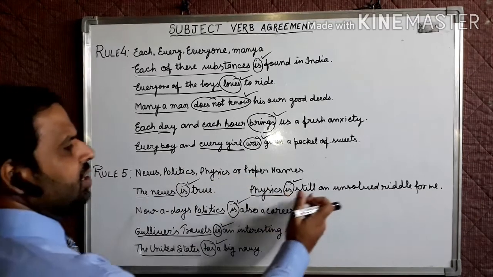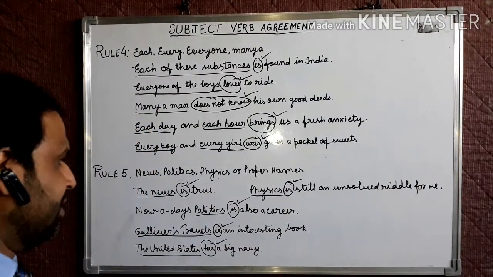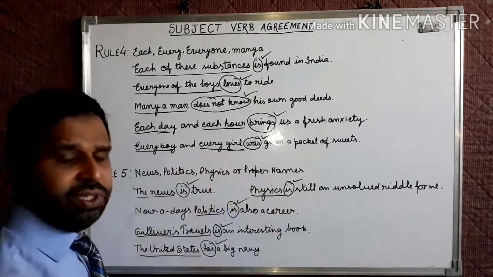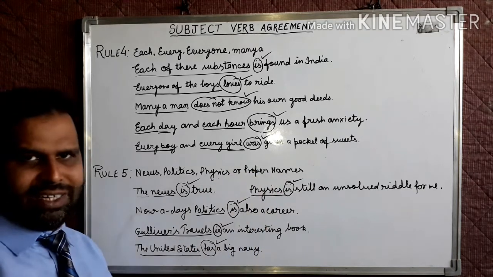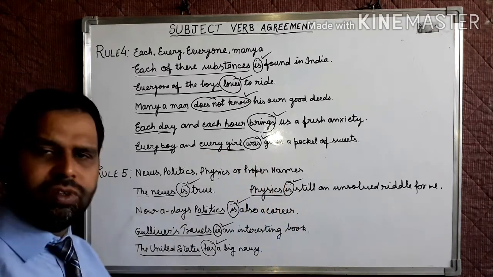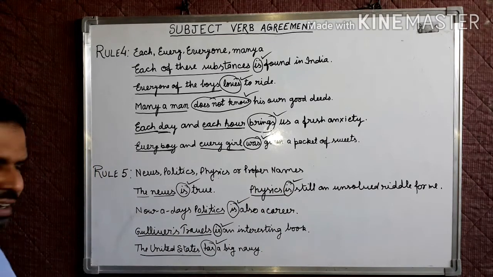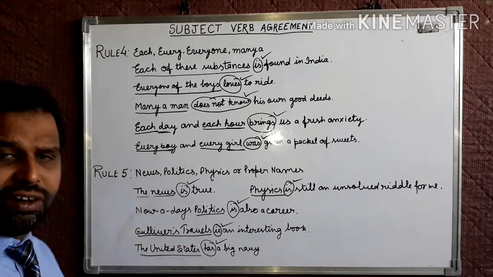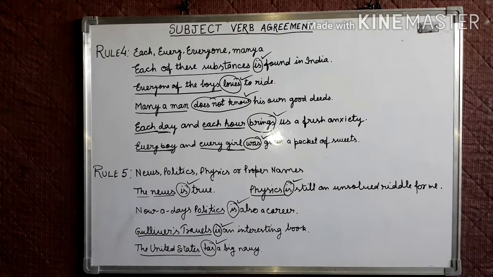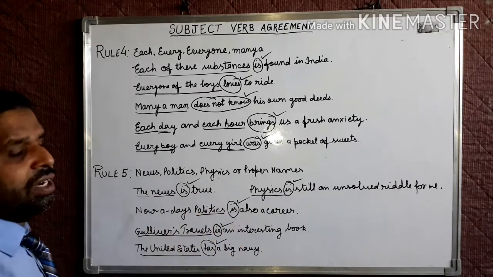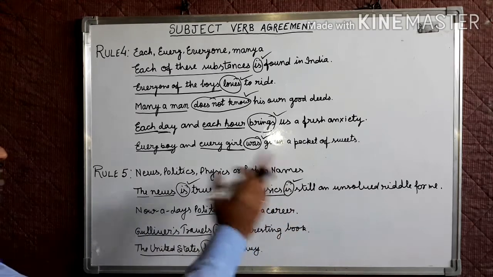Then we see physics is still an unsolved riddle for me. तो physics is the name of a subject like mathematics. हम देखते हैं कि फॉर्मेशन में इसमें एस लास्ट में है, ये प्लूरल दिखाई देता है, लेकिन चूंकि ये प्रॉपर नेम की कैटेगरी में आता है, इसीलिए हमने यहाँ पे सिंगुलर वर्ब यूज की है इज। Then nowadays politics is also a career. हाँ, तो पॉलिटिक्स भी उसी तरह का वर्ड है जो हमें फॉर्मेशन में प्लूरल दिखाई देता है, लेकिन हमेशा सिंगुलर कंसीडर किया जाता है, तो इसीलिए इसको फॉलो करने वाली जो वर्ब है वो सिंगुलर रहेगी। Then we see Gulliver's Travels is an interesting book.